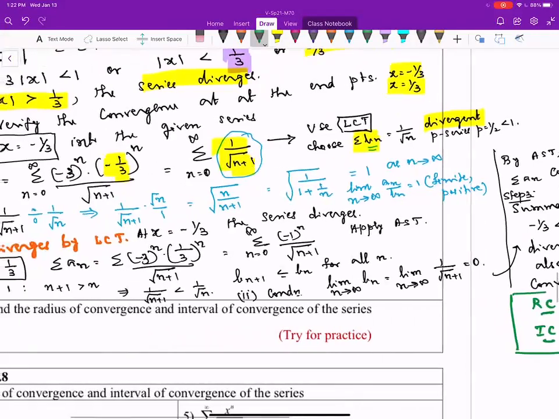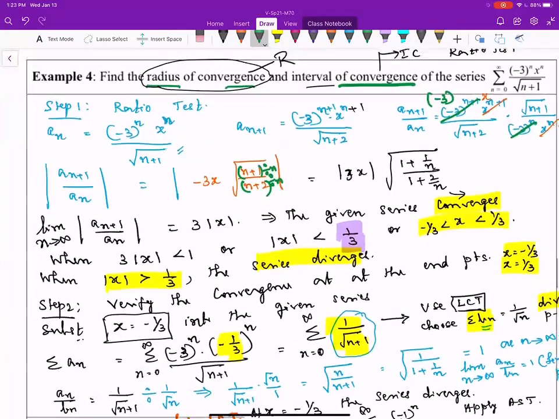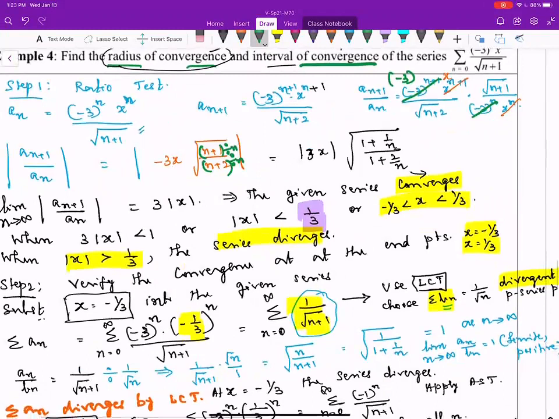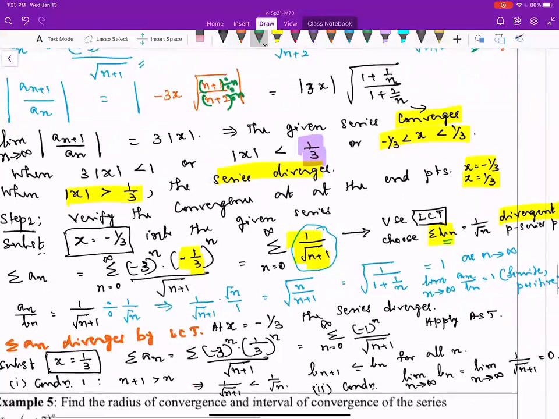So again, keep in mind, whenever the question asks you about radius of convergence or interval of convergence, you will go with the ratio test. First, you will decide what the radius of convergence is, which is the first part. Then you will look at the interval, then verify the convergence also at the endpoints of the interval. Sometimes it will converge at both endpoints. Sometimes it will not converge at both endpoints. Sometimes it will converge at one of the endpoints.